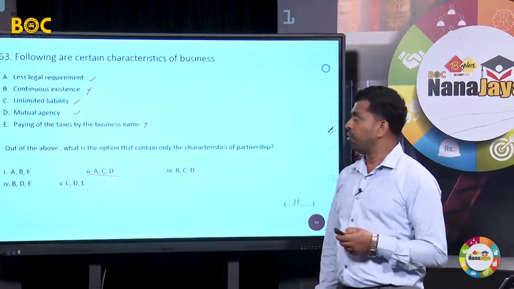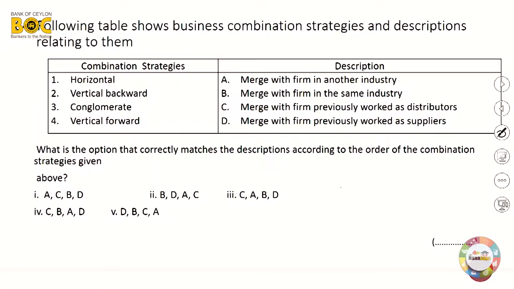Question number 64. Following table shows business combination strategies and descriptions related to them. What is the option that correctly matches the description according to the order of the combination strategies given above? Horizontal combination, that means merge with a firm in the same industry, that is B.